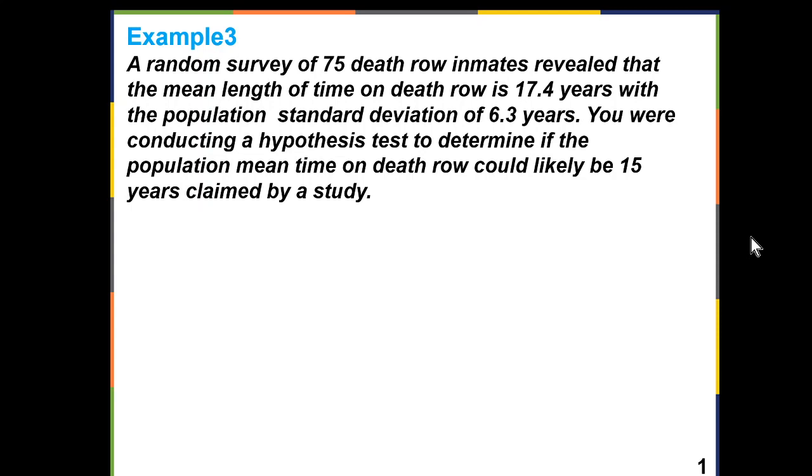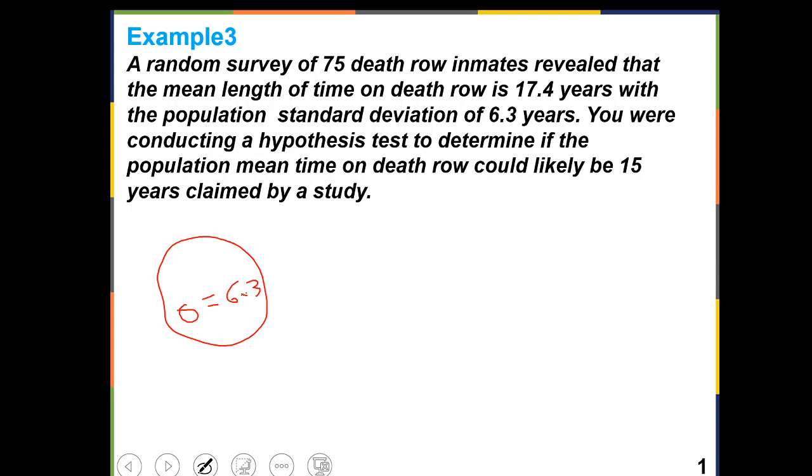So we have here, it says a random survey of 75 death row inmates revealed that the mean length of time on death row is 17.4 years, with population standard deviation of 6.3 years. So what we have here is population standard deviation. So we have a population, and the standard deviation of this population is 6.3, right?